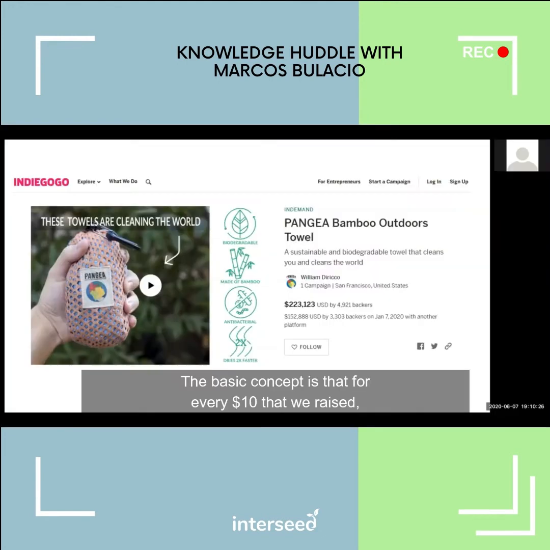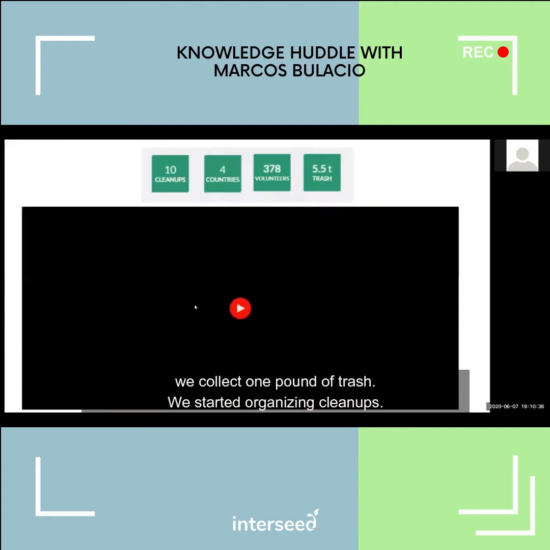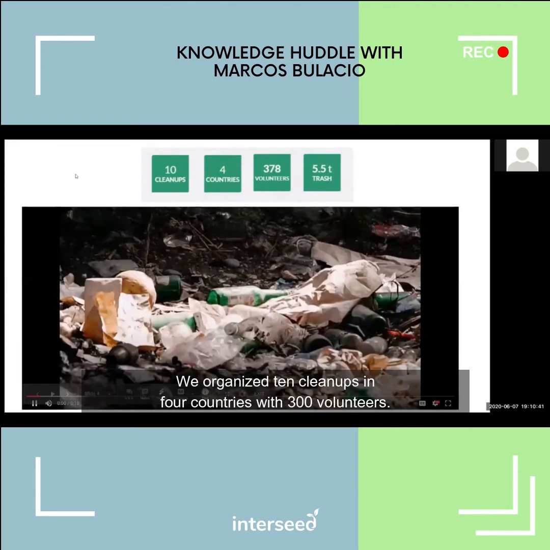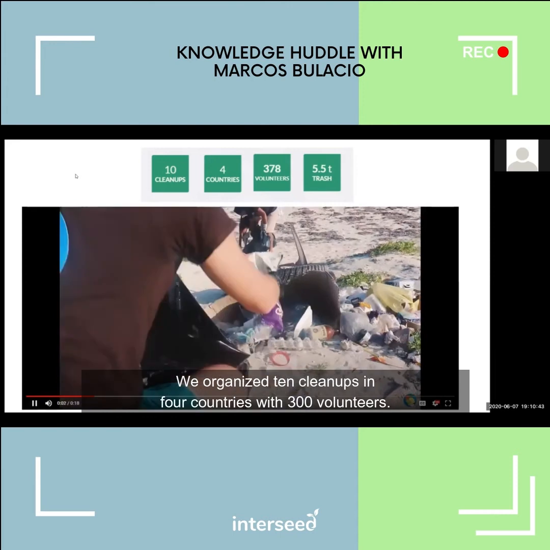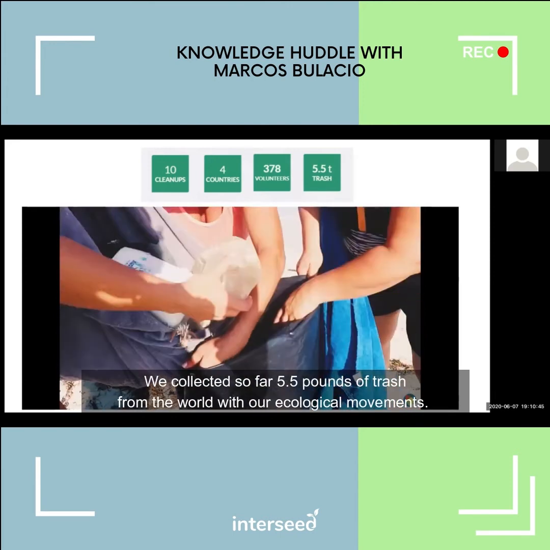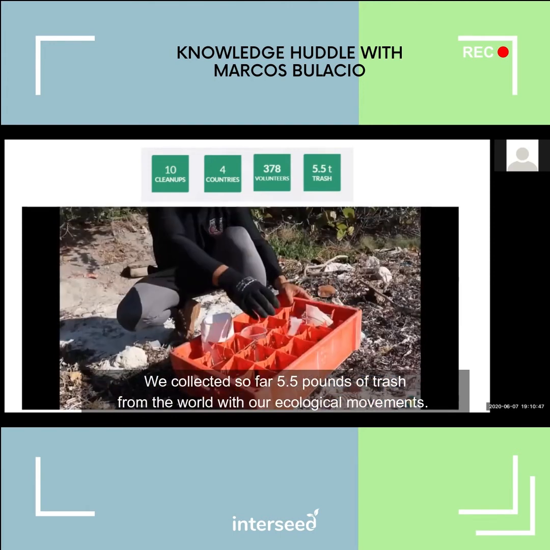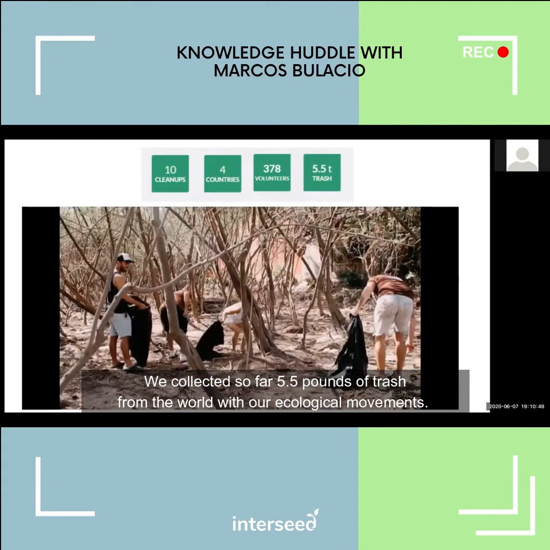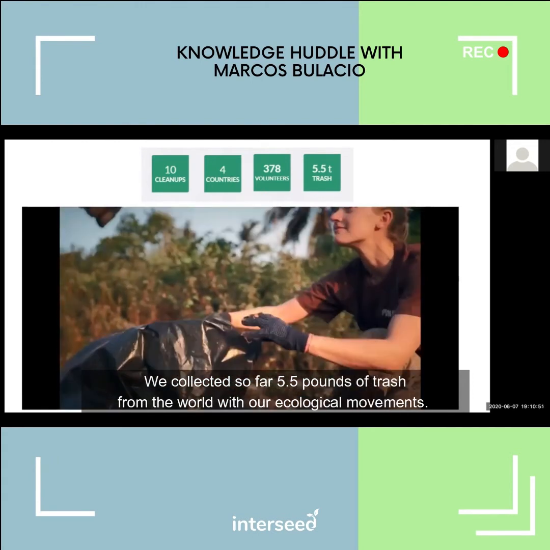The basic concept is that for every $10 that we raise, we collect 1 pound of trash from the market. We started organizing cleanups, and we organized 10 cleanups in 4 countries with 378 volunteers, and we collected so far 5.5 tons of trash from the world with our ecological movement.